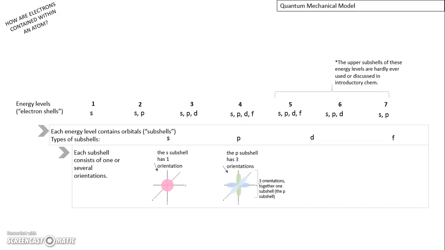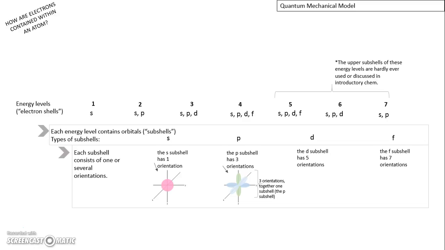The d subshell has 5 orientations. They look kind of convoluted, so I'm not going to try to draw them, but know that altogether, 5 blobby things make up the entire d subshell. Okay, and the f subshell has 7 orientations. I'm not going to draw them either because they look convoluted also, but you should know that 7 blobby thingies, or 7 orientations, make up the entire f subshell.